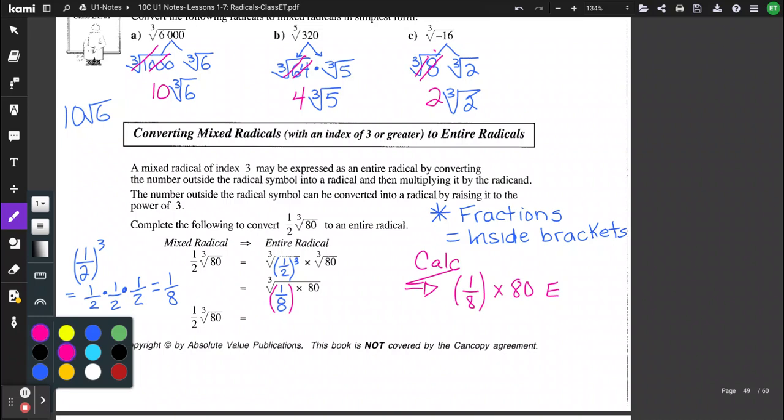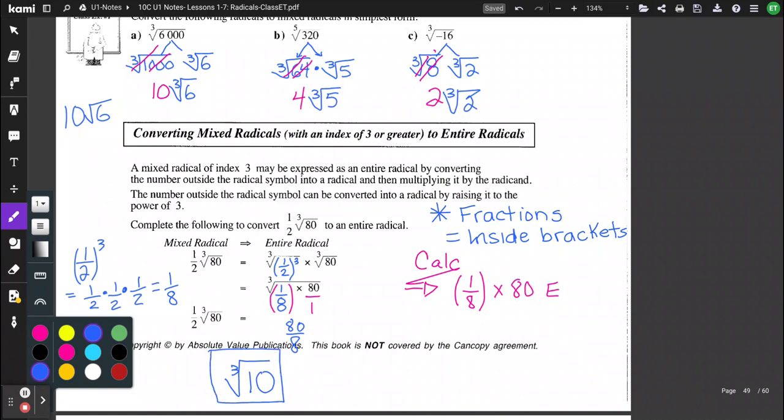Now, if you wanted to put the other number into a fraction, you would use fraction rules, which means multiply your tops, multiply your bottoms. And all that gives us is exactly 80 over 8, which divides and gives us 10. So what we end up with is cube root 10 in the end. We don't end up with fractions at all. Sometimes we do, but sometimes we don't. Sometimes the fractions completely reduce and become whole numbers. So that would be our final answer.